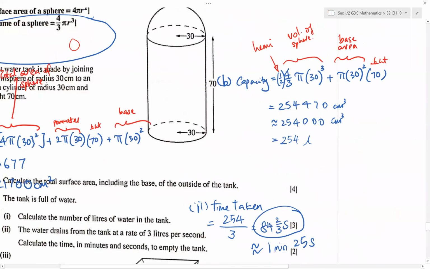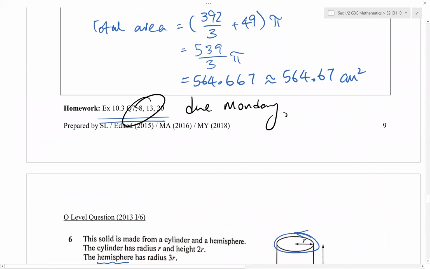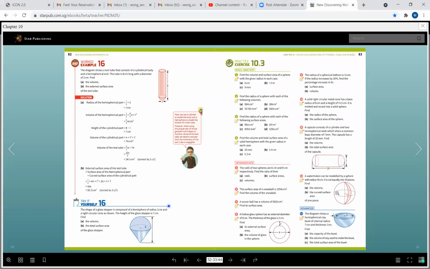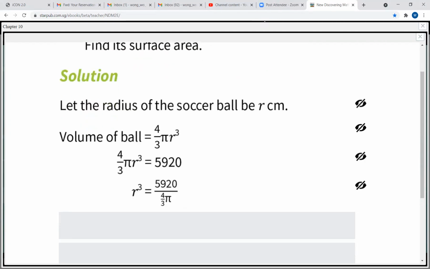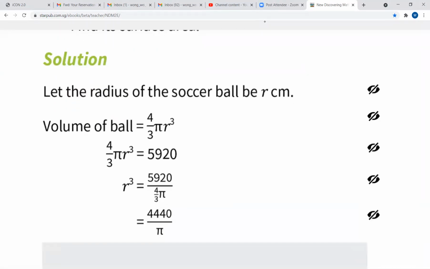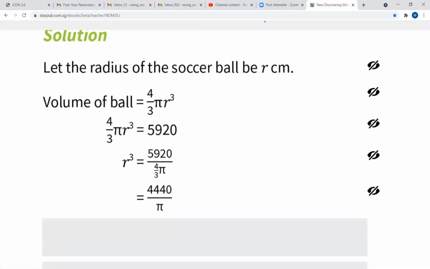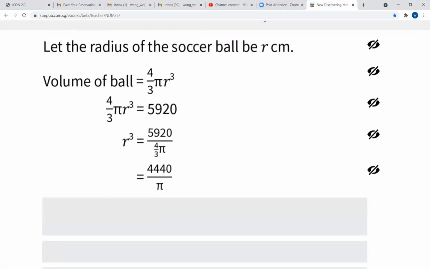Okay, let's go to our textbook question. Exercise 10.3, 7, 8, 13, 20. Question 7 first. Okay, so a soccer ball has a volume of 5920 cubic centimeters. Find the surface area. It's just working backwards to get a radius. So 4/3 pi r cube, that is our formula for the volume, equals 5920. Very easily find the value for r.